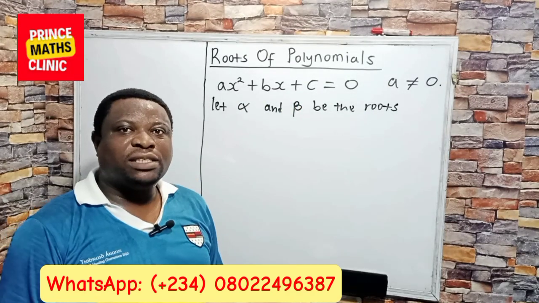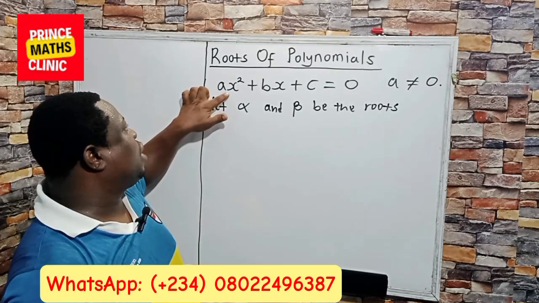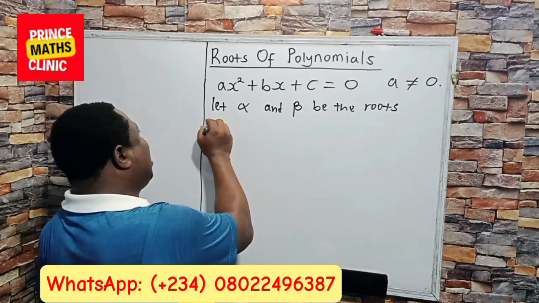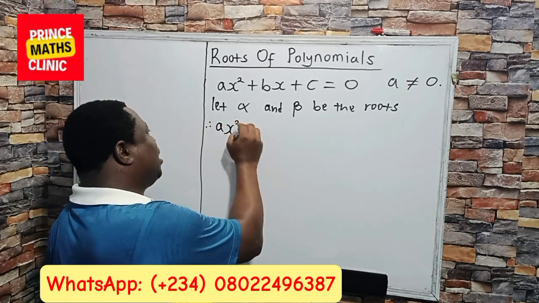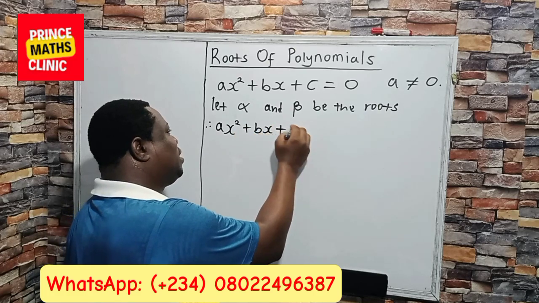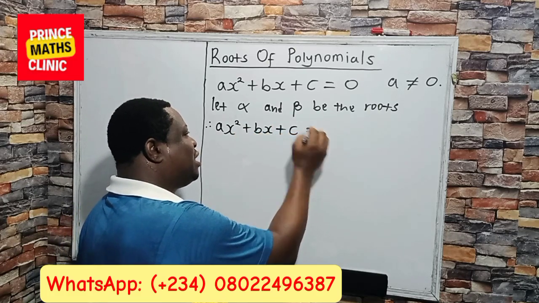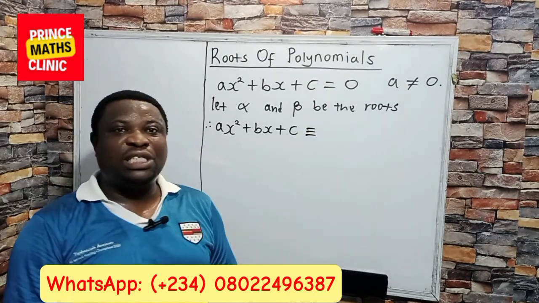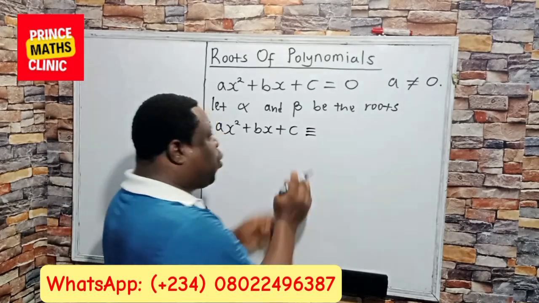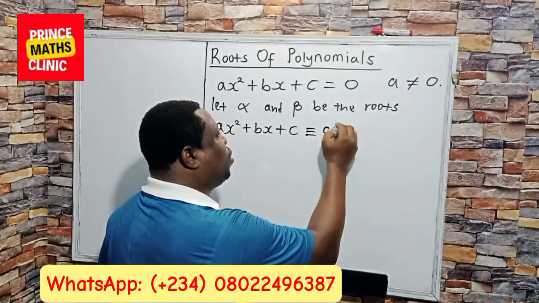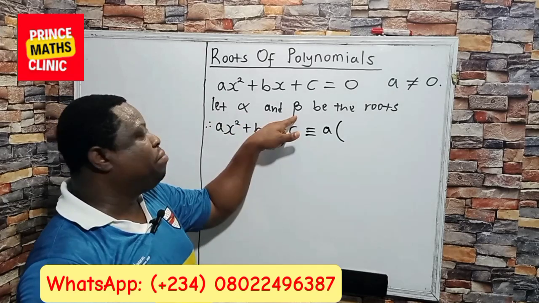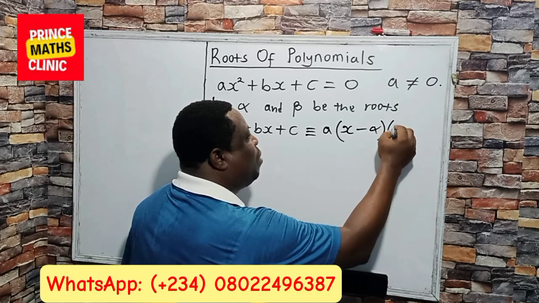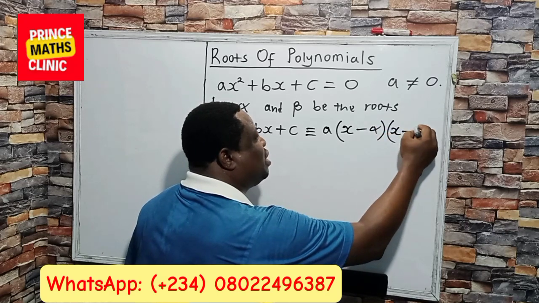If alpha and beta are the roots, I am going to equate this with something, and watch what I'm going to do. Therefore, I'm going to say ax squared plus bx plus c is equivalent. Now, if you have not seen these three symbols before, it means equivalent. I will come back to this later. So it's equivalent to a into, since we have said alpha and beta are the roots, x minus alpha multiplied by x minus beta.